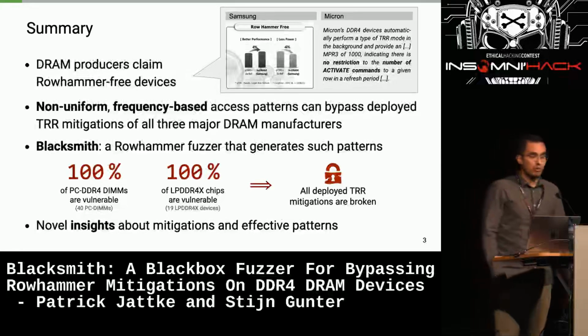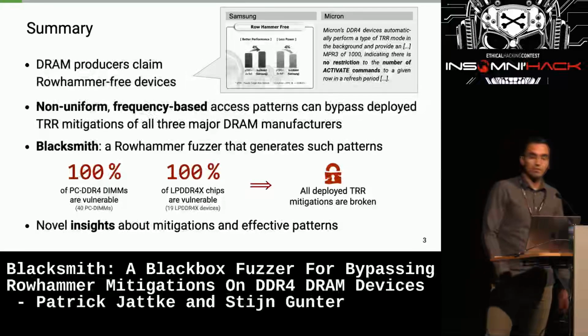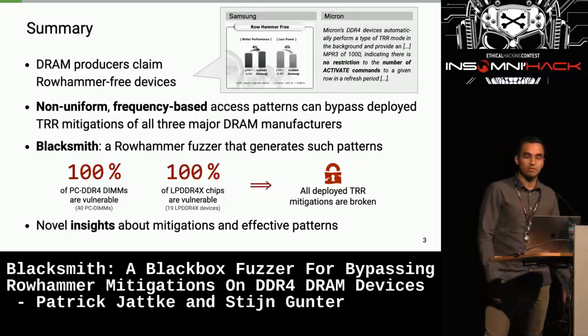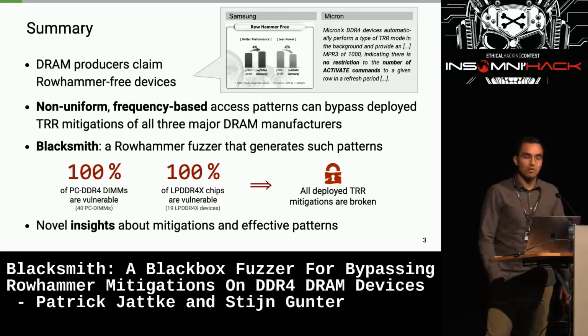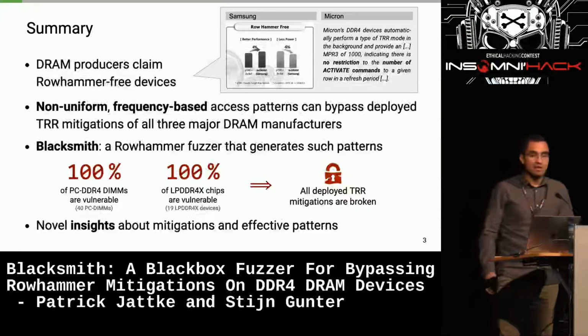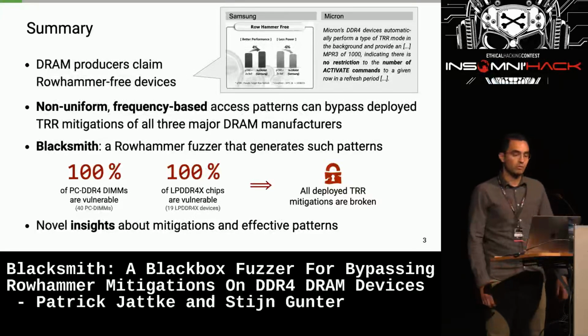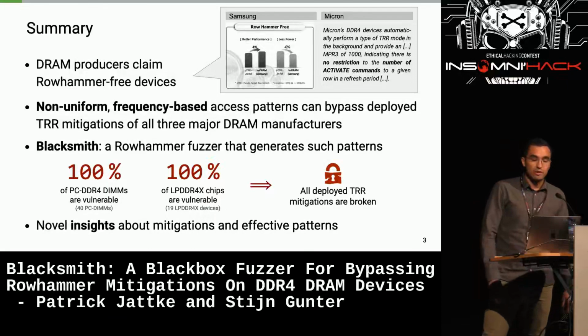However, we show in our work that we can craft novel frequency-based Rowhammer access patterns that allow us to bypass all currently deployed mitigations on DDR4 devices. For that, we built a fuzzer named Blacksmith that uses these new patterns and allows large-scale testing of DRAM devices. Our work also provides novel insights about mitigations and the patterns found by Blacksmith. Using Blacksmith, we show that the TRR mitigations on all PC DDR4 devices and also LPDDR4X devices are broken.